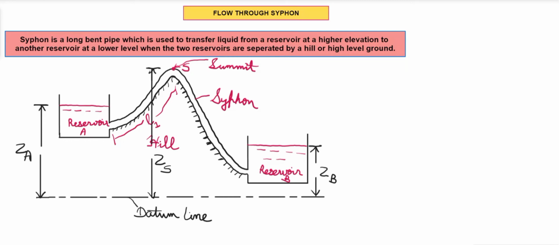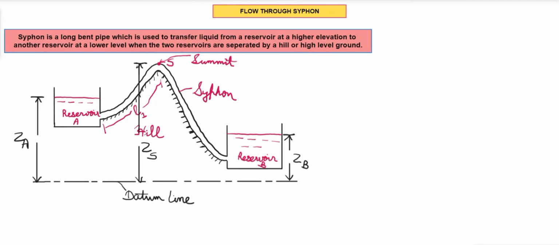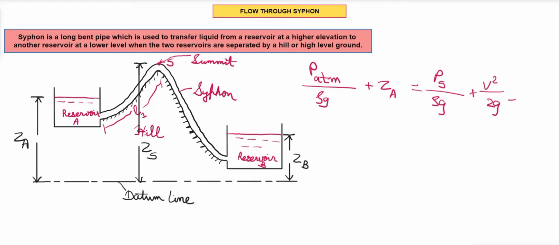Now let's apply Bernoulli's equation between A and S. For A, it will be atmospheric pressure, P atmospheric upon rho g, plus ZA is equal to PS by rho g plus V square by 2g plus ZS, plus we'll consider the frictional head loss, which I am denoting using HF1.